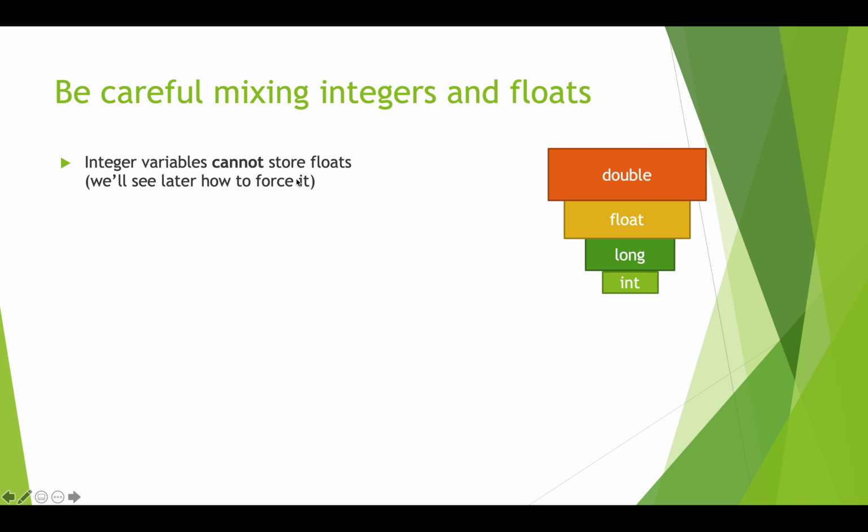So we can't have integers store floats because integers are a small type and floats are a big type. So we can't put a float into an int. We can force it, and we'll see how to do that later with casting, but you can't just do it automatically. So if you type something like this, int result equals 2 divided by 3.0, this is a float, this is an integer, it's going to do float division, it's going to give a float as a result, and it can't store a float in result because result is of type int.